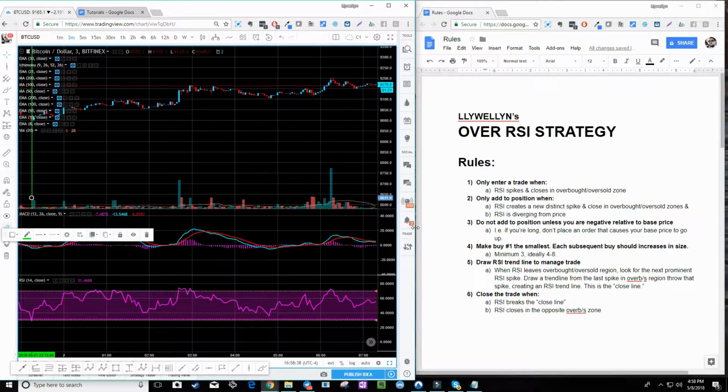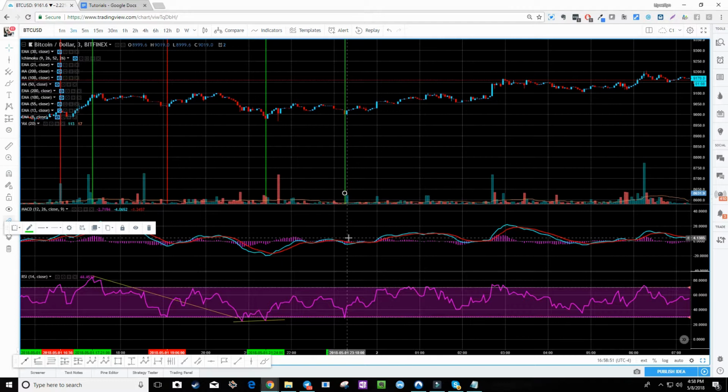There's also another rule I included, which is don't add to your position unless you are negative relative to your base price. In other words, if you're long, don't place an order that causes your price basis to go up. Does that make sense? If I'm putting in new capital, I want to be averaging down.